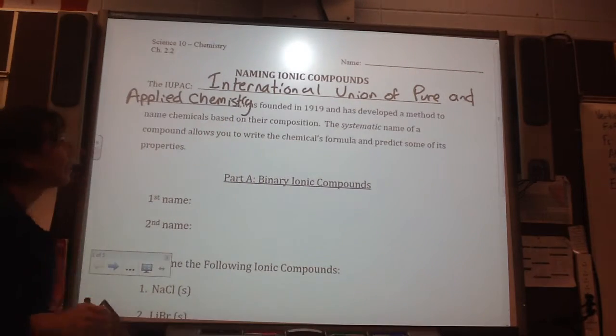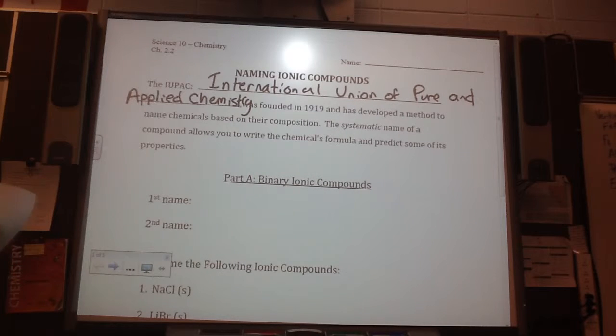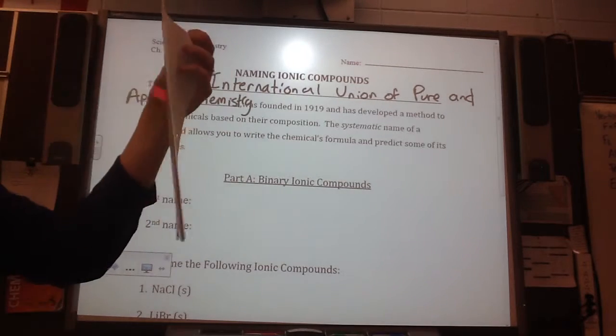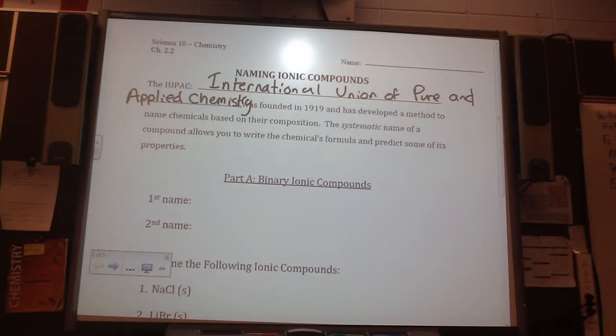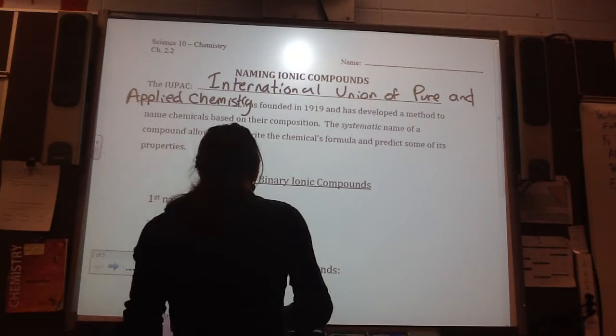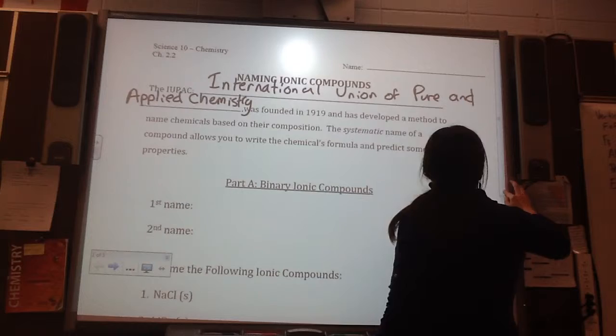Okay, it was founded in 1919 and has developed a method to name chemicals based on their composition. So that all over the world we can name all of the chemical compounds the same, and it won't be like, oh, well that's dihydrogen monoxide. And they're like, no, wait, that's hydrogen peroxide. And it's like, well, what is it? Is it water or is it something deadly? You know, gotta know.